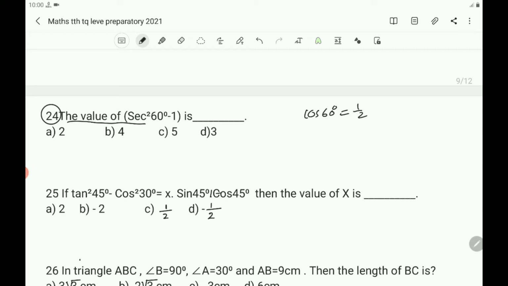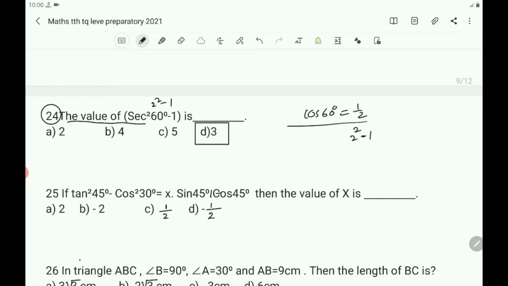Then sec 60 becomes 2. So it is 2² minus 1. Sec² 60, sec 60 is 2, so 2² minus 1. 2² minus 1 is 3. So what is the answer here?